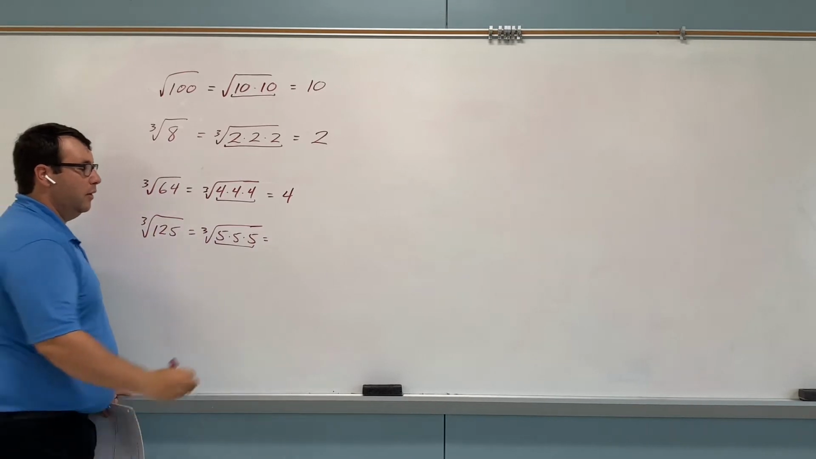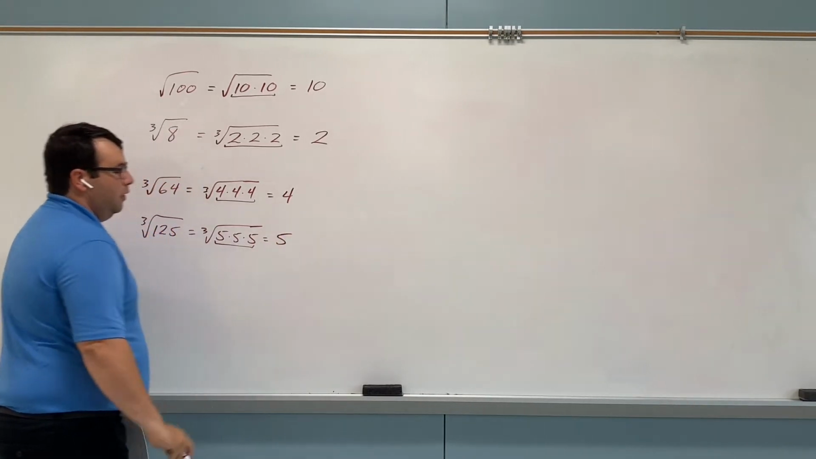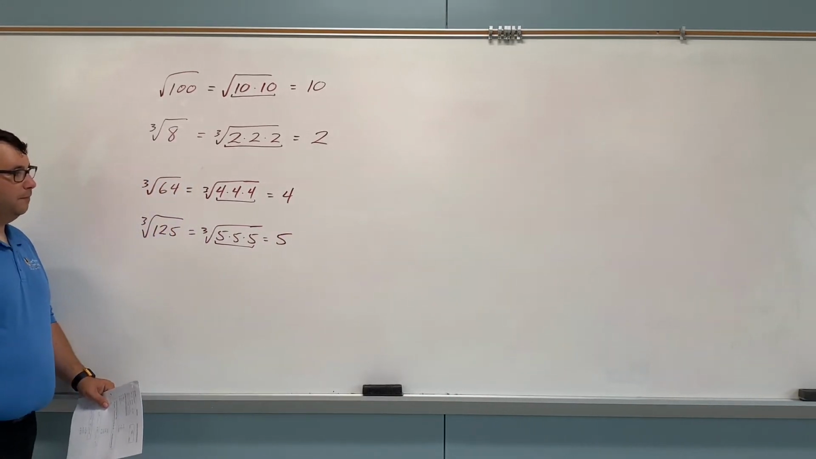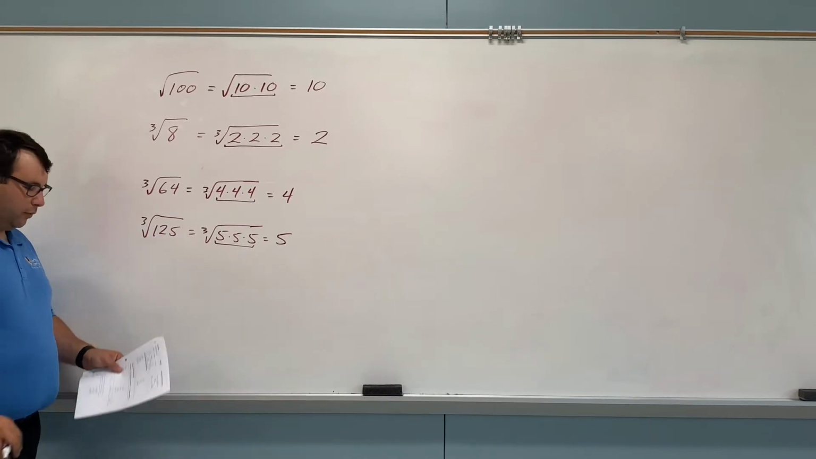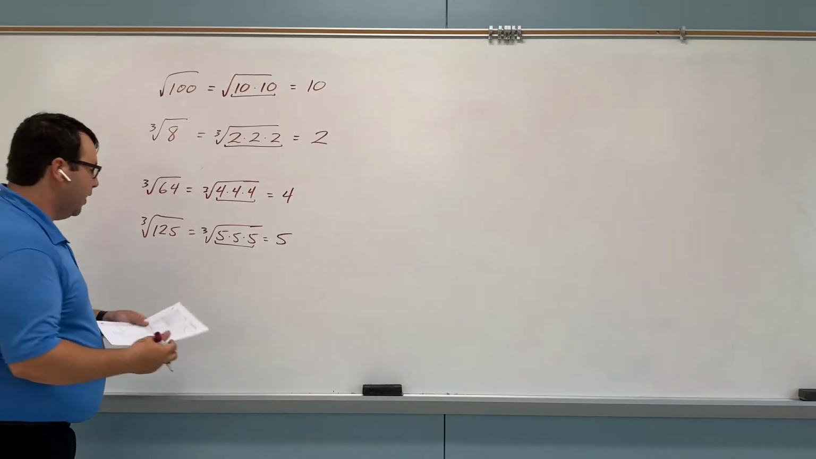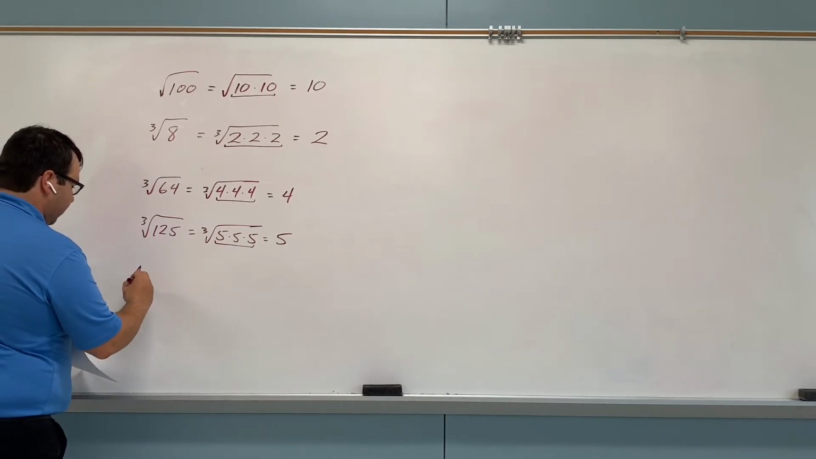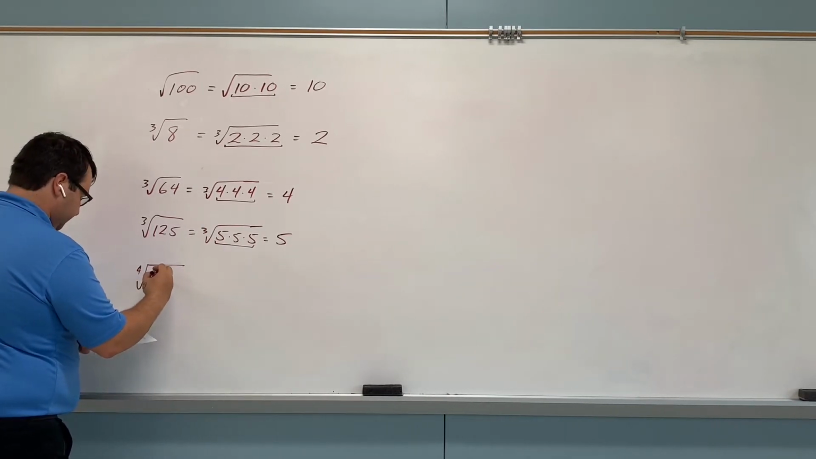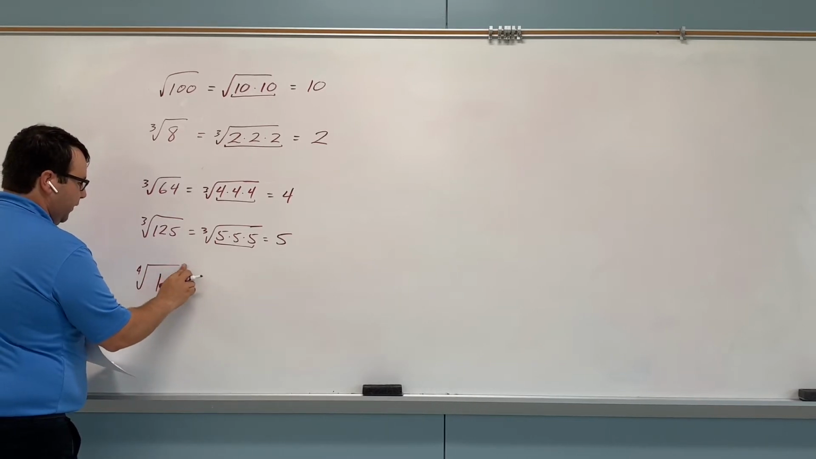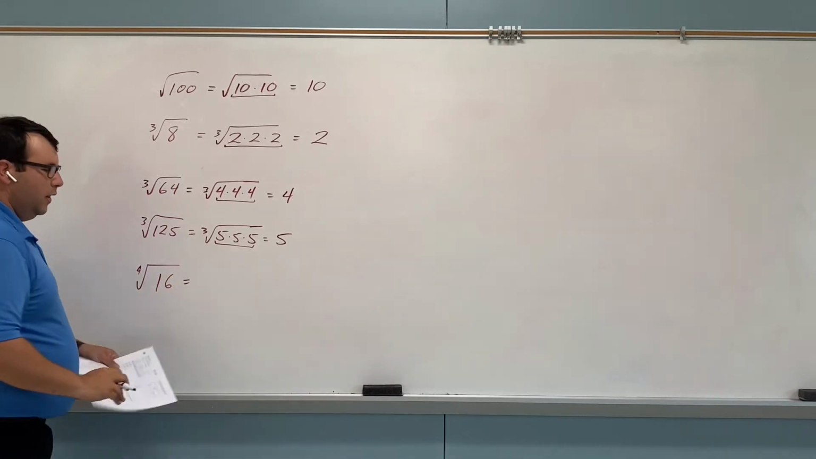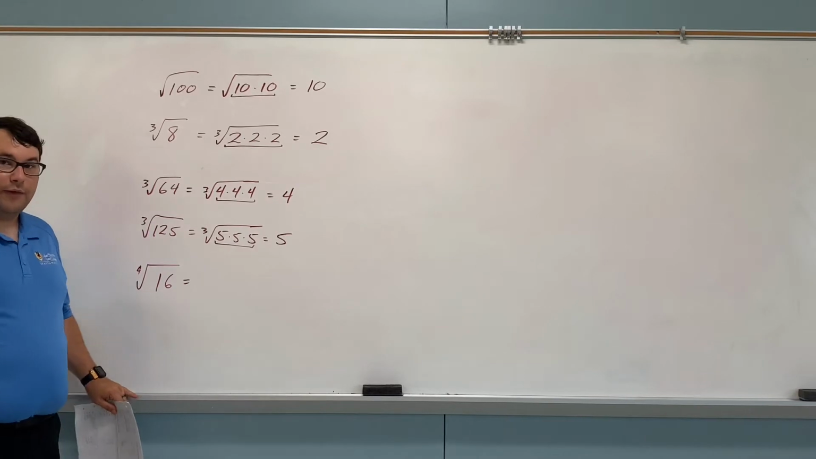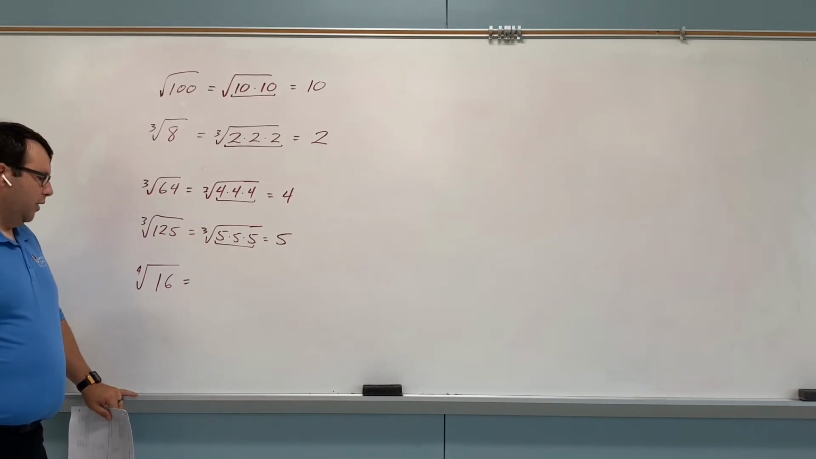3 of a kind, I can pull it out. And so I just have 5. And so you'll notice with these cubic roots that they're pretty easily identifiable. But let's say I'm looking at something like a fourth root of 16. A lot of people may not know their fourth roots right offhand. So how do you figure it out?